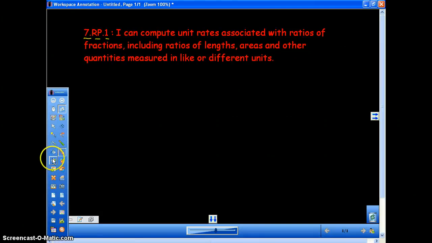Hello there, seventh graders. Real quick, before I get started on talking about this particular lesson, I want to point out a few things when you watch the videos. First thing that you're going to see is that there's going to be a target written at the top of the screen. I'll read over that and try to break it down as to what we're specifically looking for.